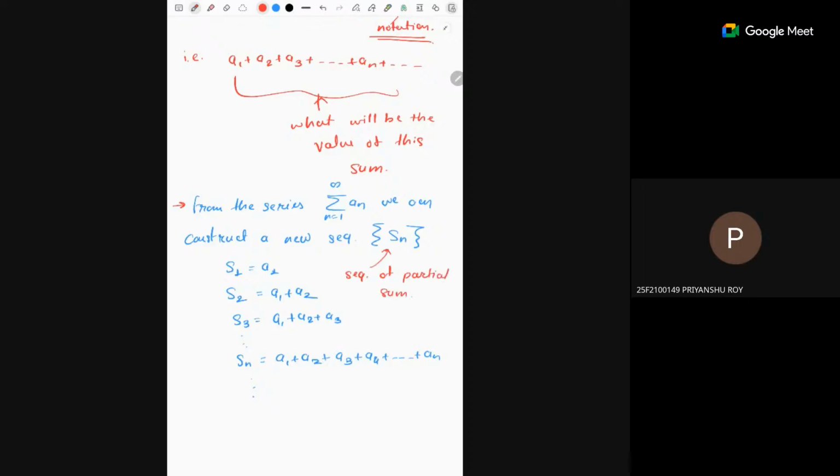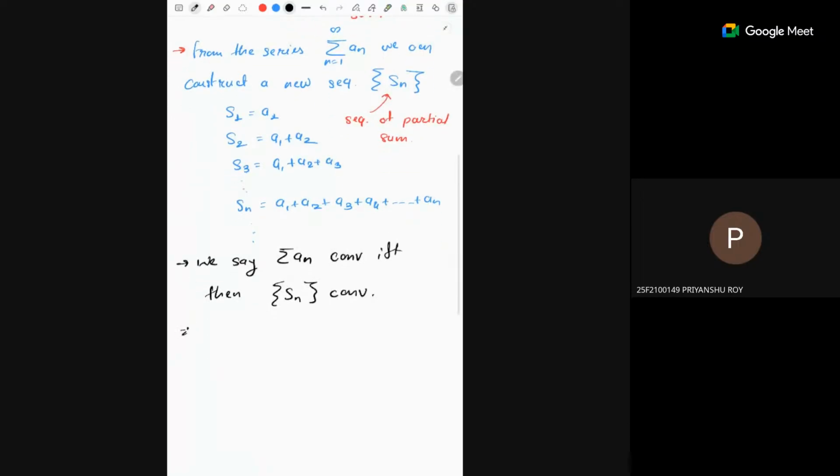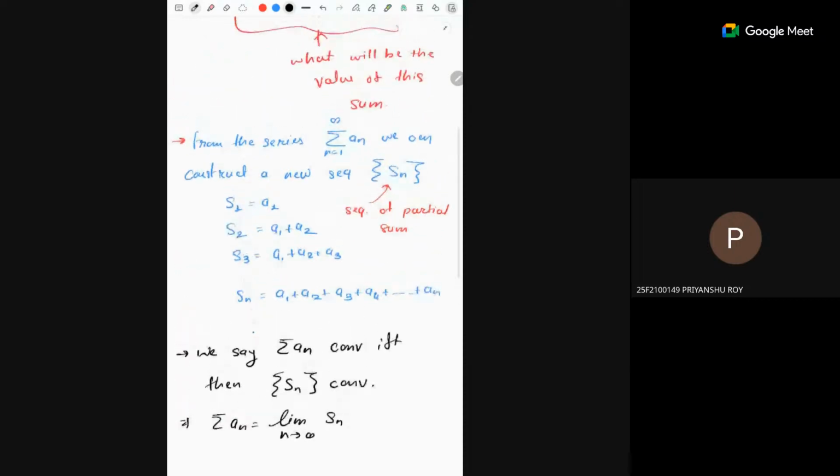Now we say that the series summation an converges if and only if the sequence Sn converges. We understand that convergence of a sequence means its limit should exist, and that should be a finite number. So we are saying that the sum of the series is nothing but the limit of the sequence Sn. That's how we define the convergence of a series.